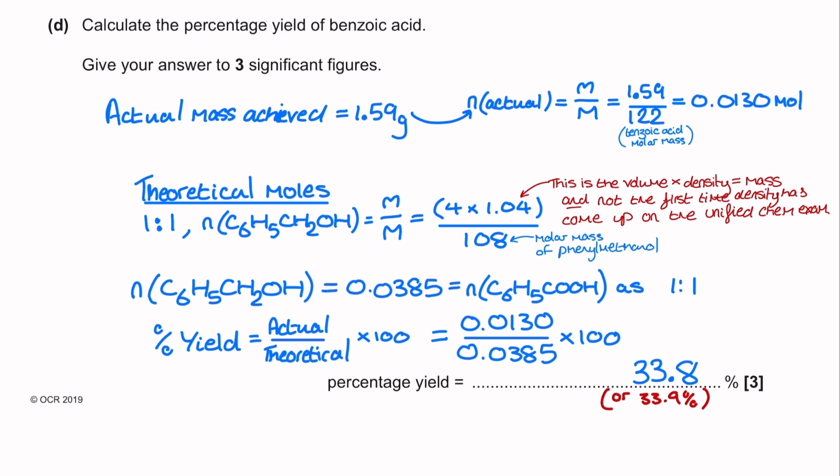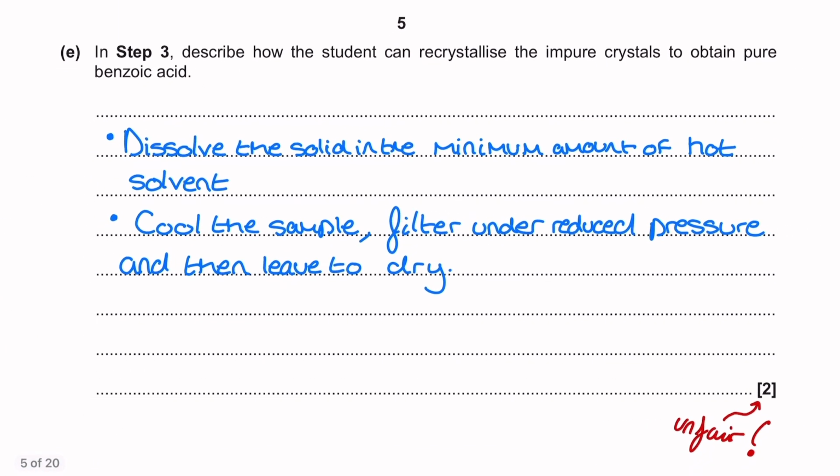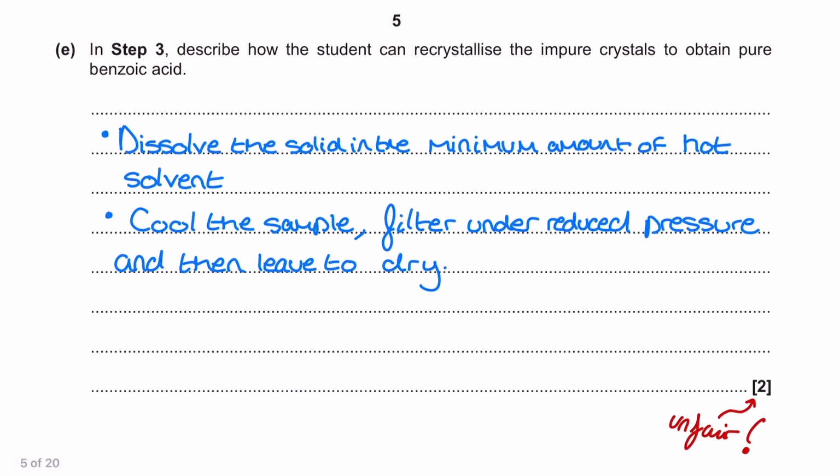0.0385 mol. That's equal then to the number of moles of benzoic acid, as they're in a 1-to-1 ratio with each other. And that's my theoretical mole value that I could have achieved. I then do my fairly standard percentage yield calculation of actual moles divided by theoretical moles times 100, and it gives me 33.8%. There's quite a few stages to this, so the mark scheme did also allow 33.9%. This is, I think, quite unfair because they've asked this same thing before in a level of response question and given significantly more credit for it.